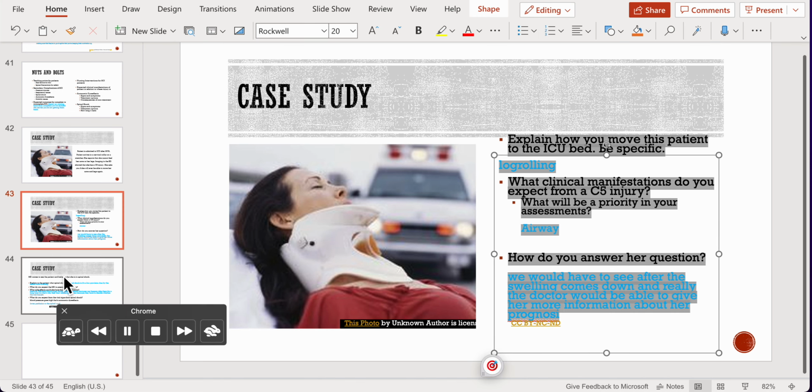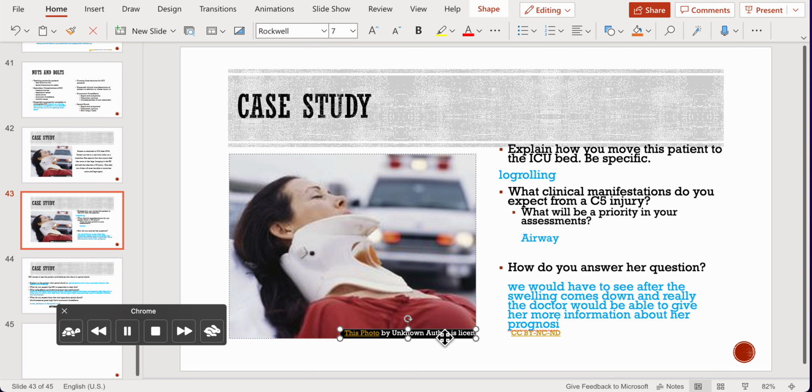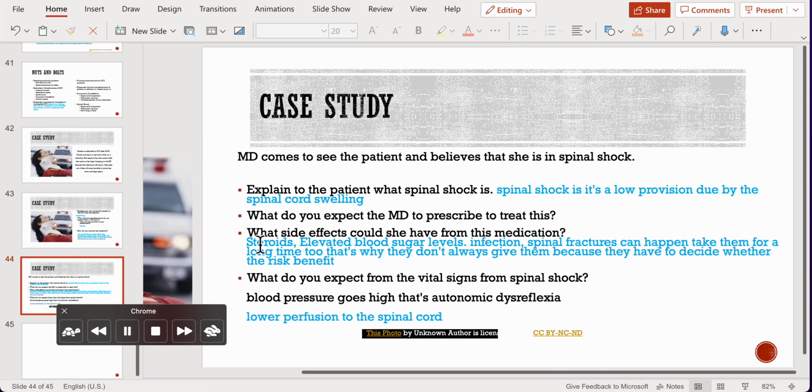Explain how you move this patient to the ICU bed. Be specific: log rolling. What clinical manifestations do you expect from a C5 injury? What will be a priority in your assessments? Airway. How do you answer her question? We would have to see after the swelling comes down, and really, the doctor would be able to give her more information about her prognosis.